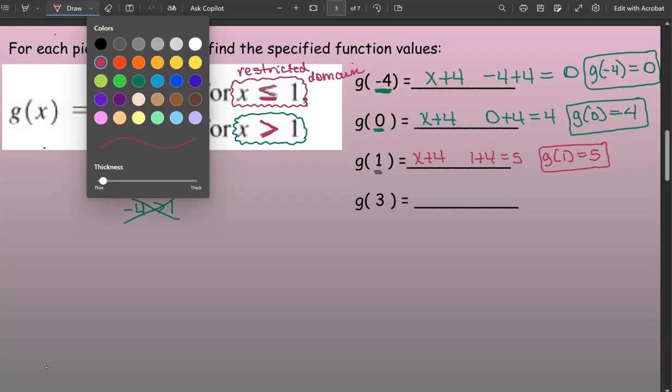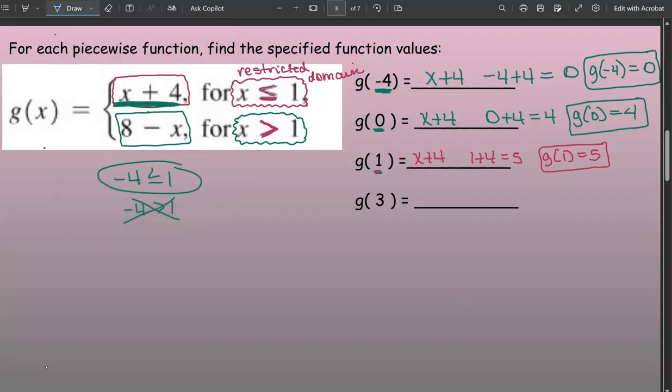The next one, where x is 3. Well, 3 is greater than 1. So we're going to use the 8 minus x function, which is going to be 8 minus 3, which is 5. So g of 3 is 5. And so it's all looking at what they're asking you for and which piece of the graph it fits into based off of your restricted domain.